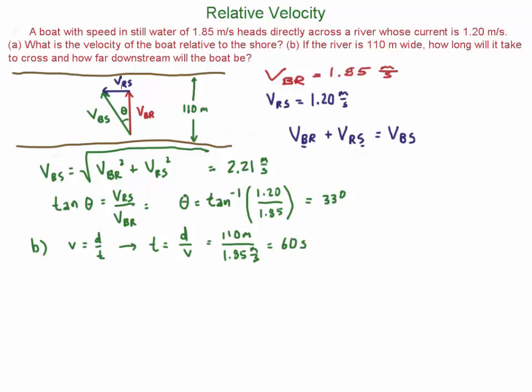And the other question is, how far downstream will it be? Well, again, if velocity equals distance over time, distance then, world's worst looking d, is velocity times time. Now the question again is, which velocity do I use? Well, I want to find how far it went downstream, so take the velocity that points downstream, which is the velocity of the river, and that's going to be 1.20 meters per second times the time of 60 seconds, which is going to put us 72 meters downstream. Voila.